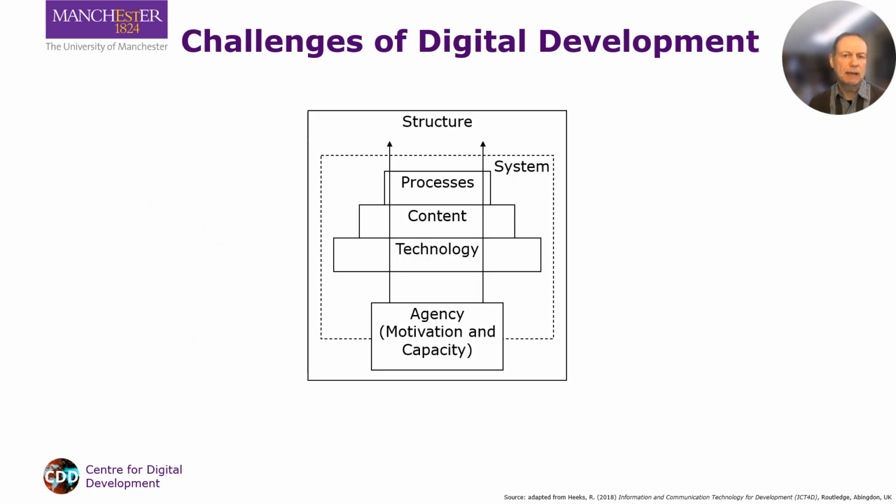While these innovations can bring many benefits, there are also important challenges for digital development. These can be understood using an overview model founded on human agency, the combination of human motivation and capacity that drives the use of digital development systems. Those systems consist of layers of technology, data content, and enacted processes. These produce development results, but all within an overall social structure of organisations and institutions. From this, we can identify a number of digital development challenges.